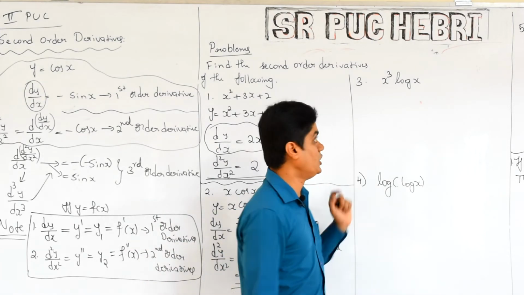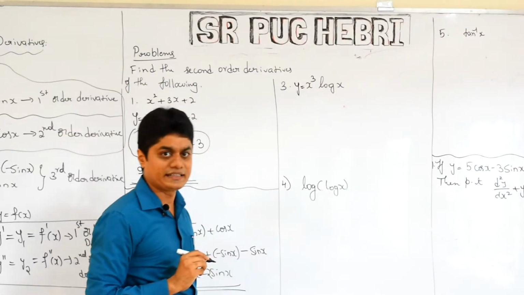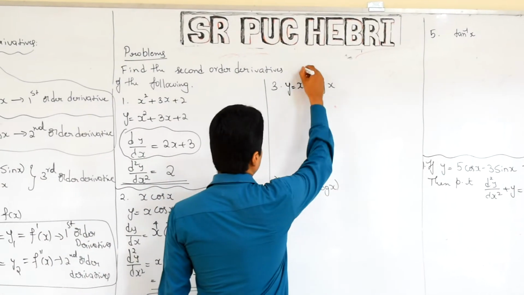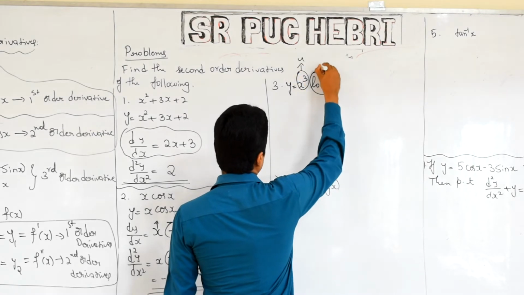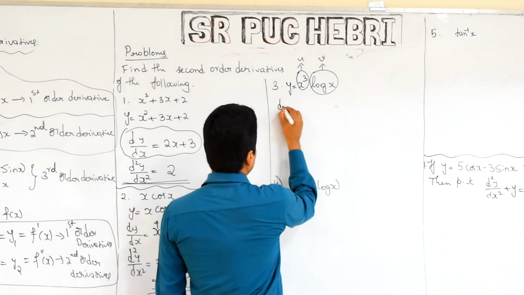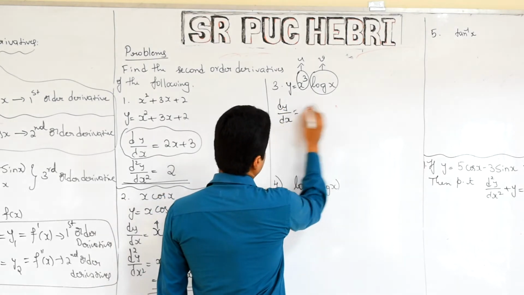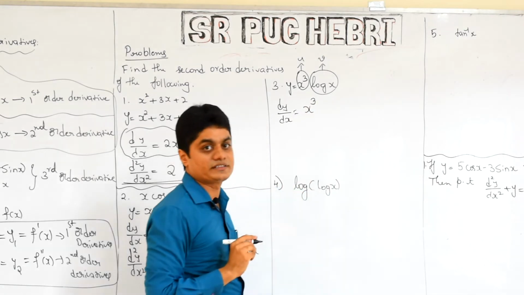X cube log x. So take the given problem as y. Again, u into v. This is u, this is v. And then product rule apply ಮಾಡಬೇಕಂತ ಆಯ್ತಲ್ವಾ? So start with the product rule. What is dy by dx ಹೇಳ್ತೀರಾ? Yeah, x cube. Differentiation of log x ಏನು?